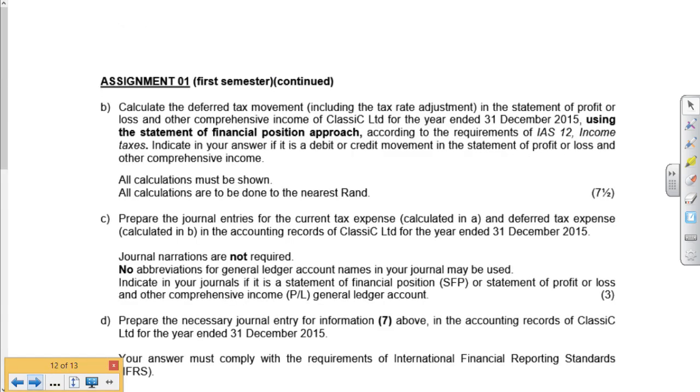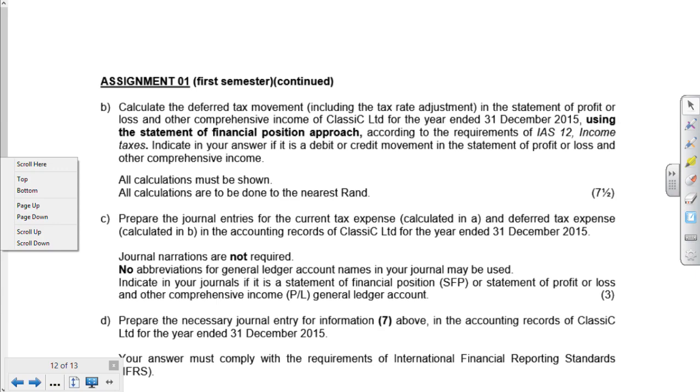Then part B asked you to do the deferred tax movement, including a rate change, in the statements of P&L, using the statements of financial position approach, the balance sheet approach. There we had to do a deferred tax calc for end of year. We had been given a beginning of year balance, do you agree? And so we then did a T account and worked out a movement. And we also had a rate change. So that was for 7.5 marks. We now have C and D left to complete.